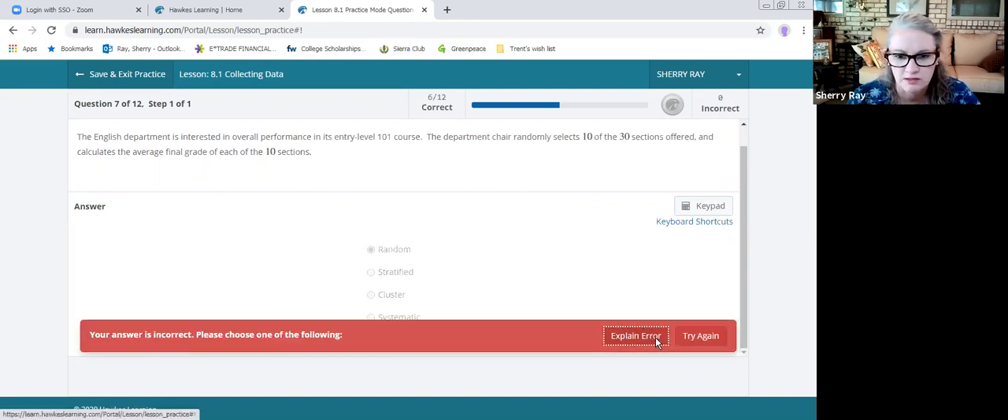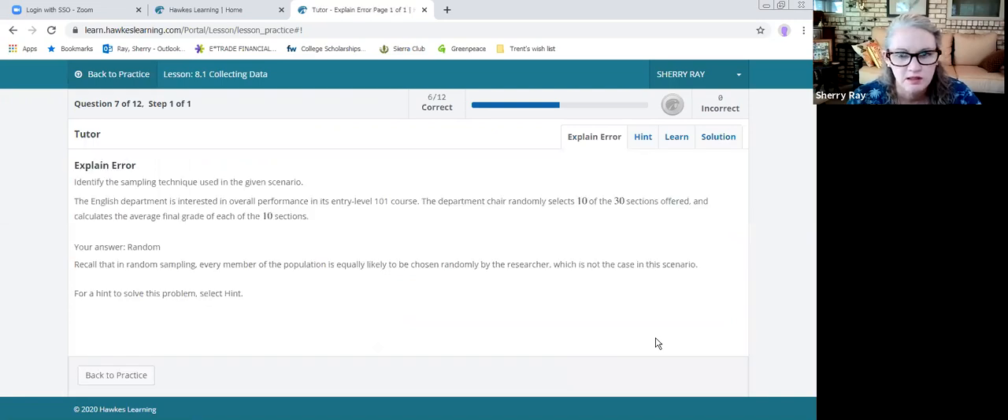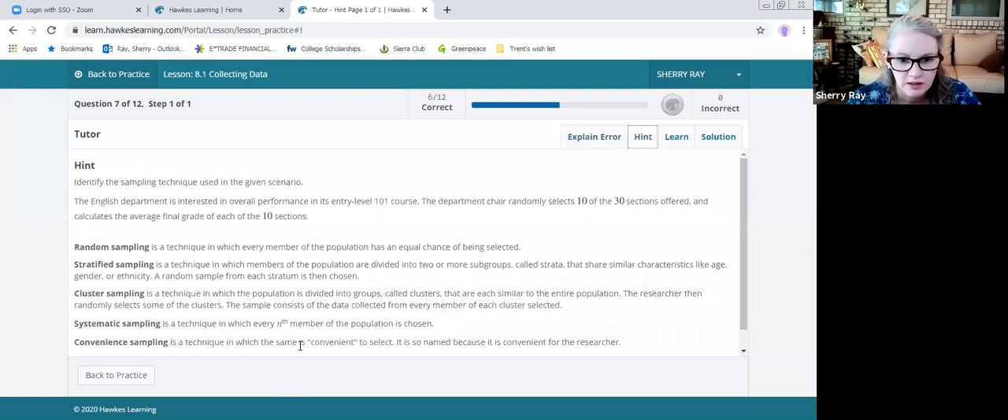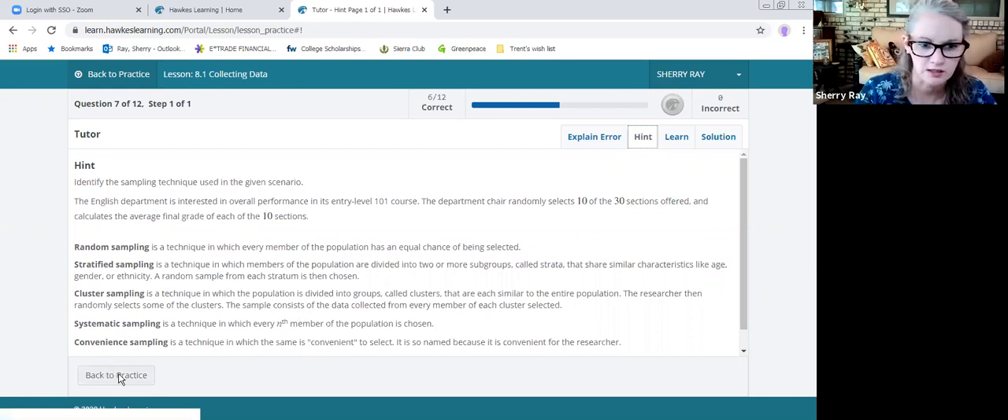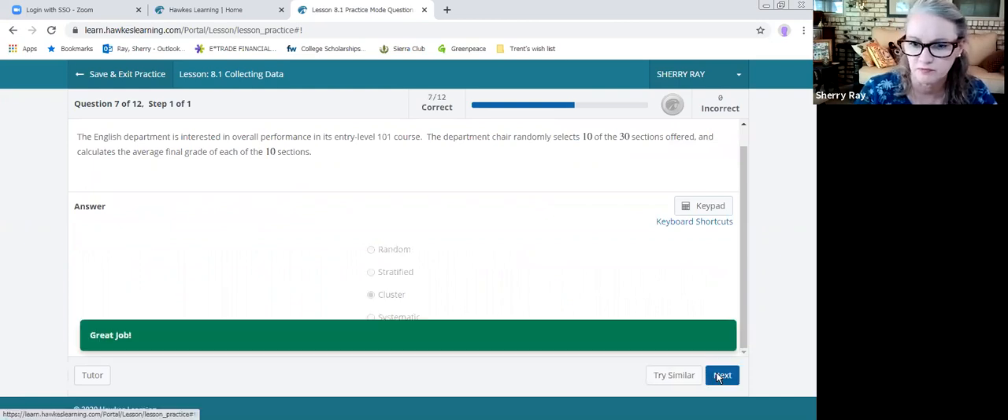see if we can figure out what the error is. Let's get a hint and see. Well, I don't know if it's convenient, as he just selects 10, systematic, cluster. I guess if he selects 10, that would be some sort of a cluster or a group. So let's go back and try cluster sampling, see if this works. And there we got it. Okay.